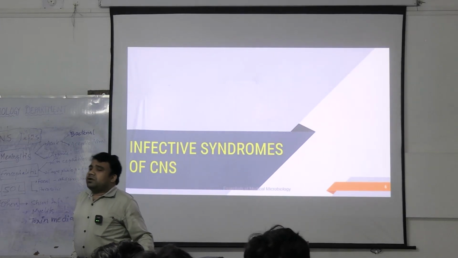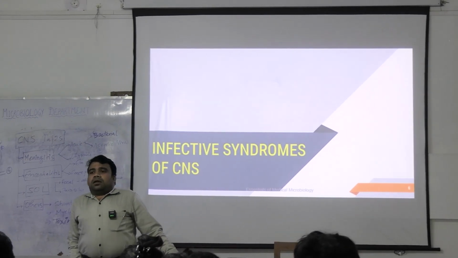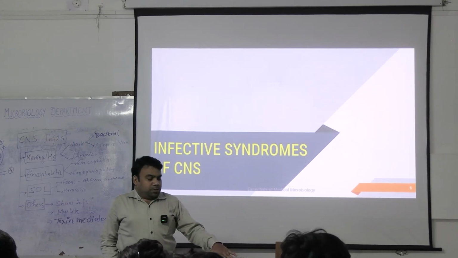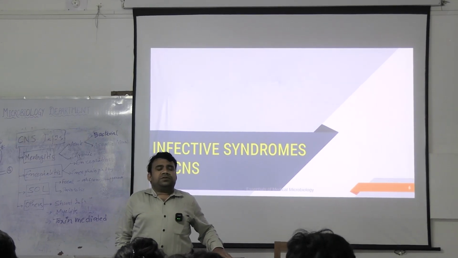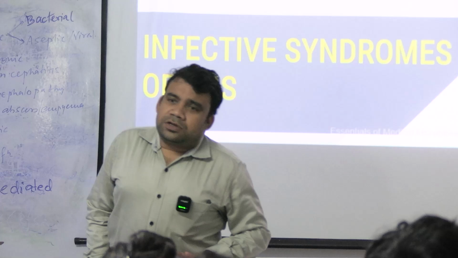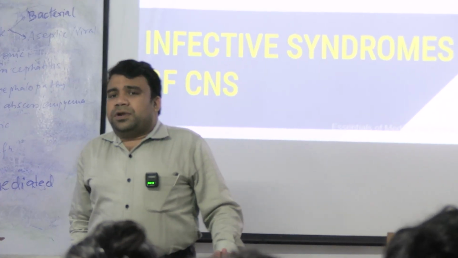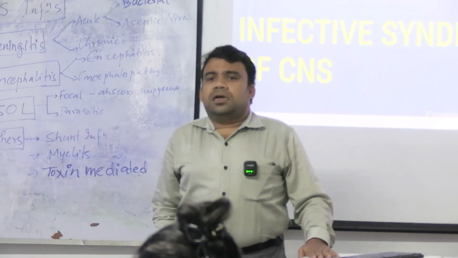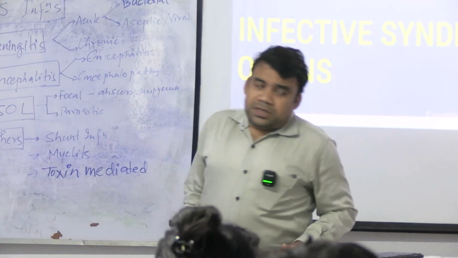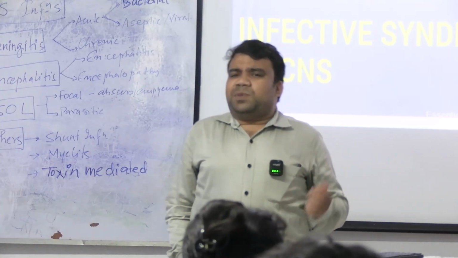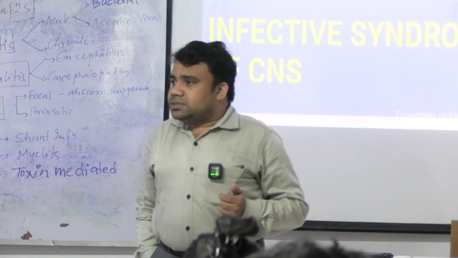Infections of the central nervous system. Now, before starting, what are the parts of the central nervous system? The parts would include the brain itself and the spinal cord and its appendages. The appendages include the coverings of the brain and spinal cord, also called the meninges.